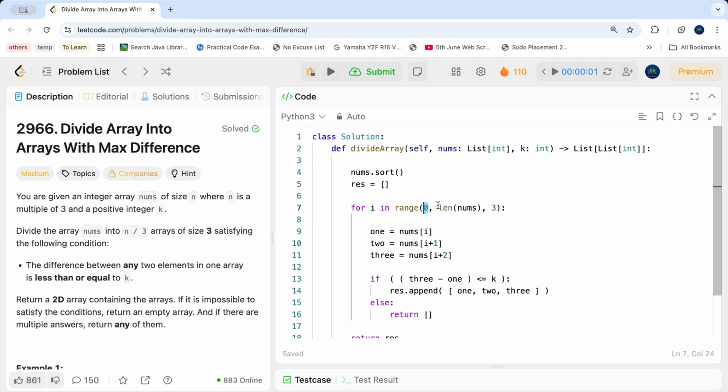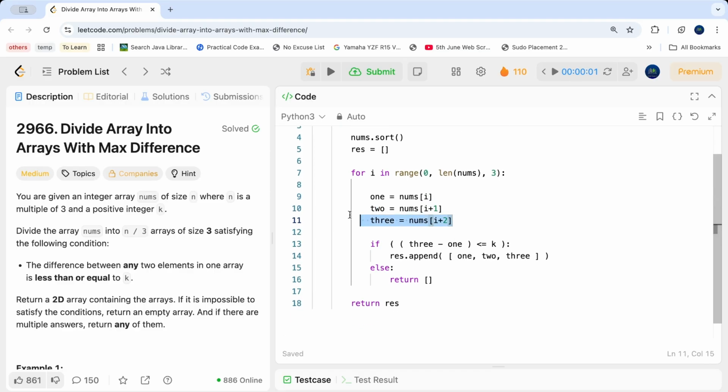This is the starting index, this is the ending index. The ending index is not included in this range. And then we have the step, the number of steps we are taking. I'm choosing the value as 3 because I need to choose the next three elements every time, right? So I would say a, which is the first element, will be equal to nums of i. b will be equal to nums of i plus 1, and c will be nums of i plus 2. These are the three elements. These are the next three elements I have in my array.